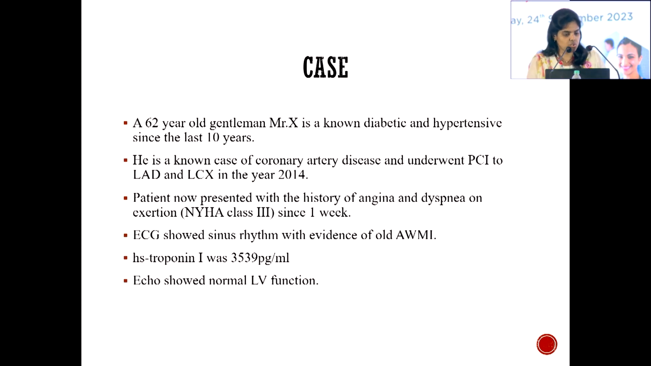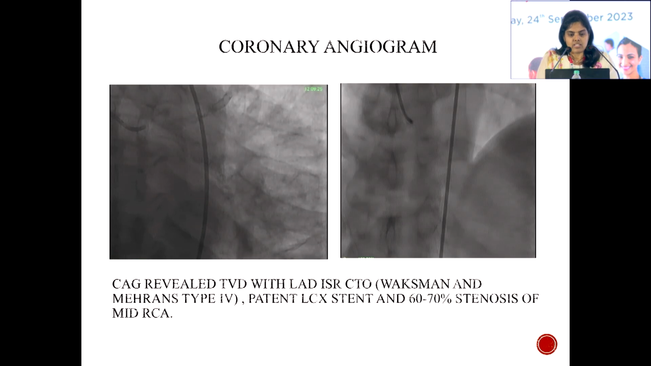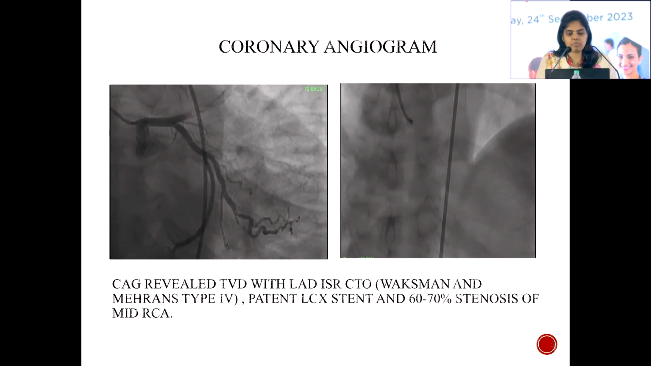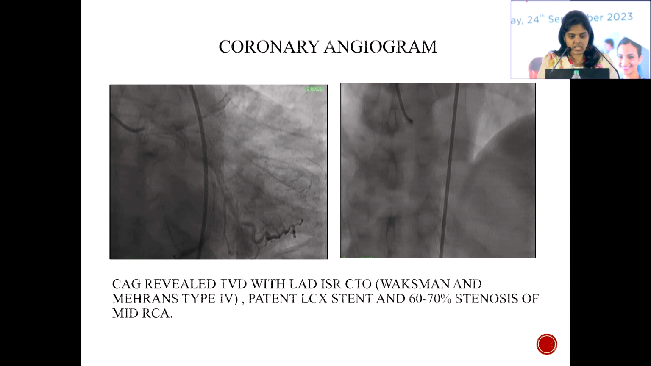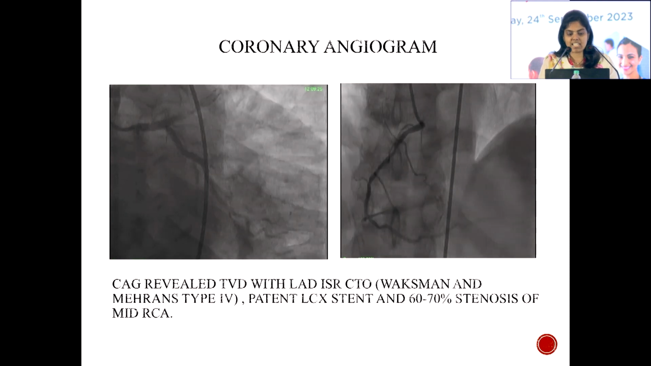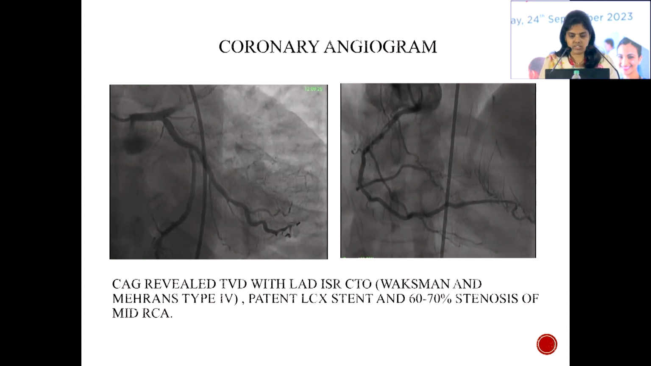So I'll just run through a case of a 62-year-old gentleman. He's a diabetic and hypertensive since the last 10 years. He's already a known case of coronary artery disease and underwent angioplasty to the LAD and circ in the year 2014. So this time he's presented with unstable angina with elevated HS troponin. So this was his angiogram with the triple vessel disease. And you can see the LAD ISR here, the stent is occluded.